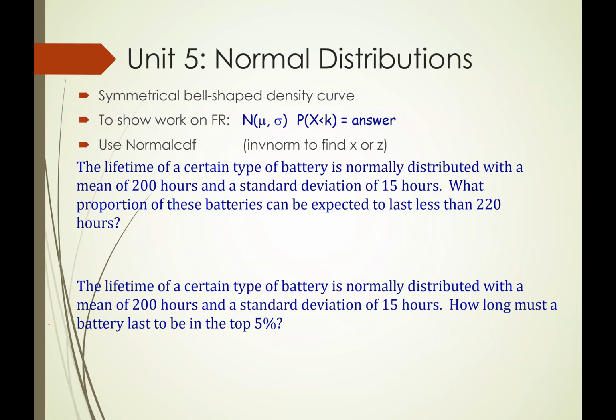The next type of continuous distribution is a normal distribution. This one is usually on the exam. I would say always on the exam, but we don't know exactly what will happen this year in 2020.